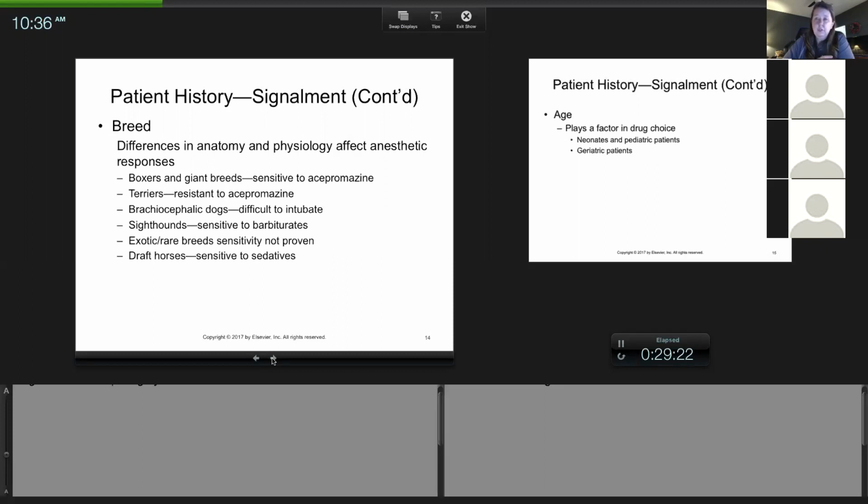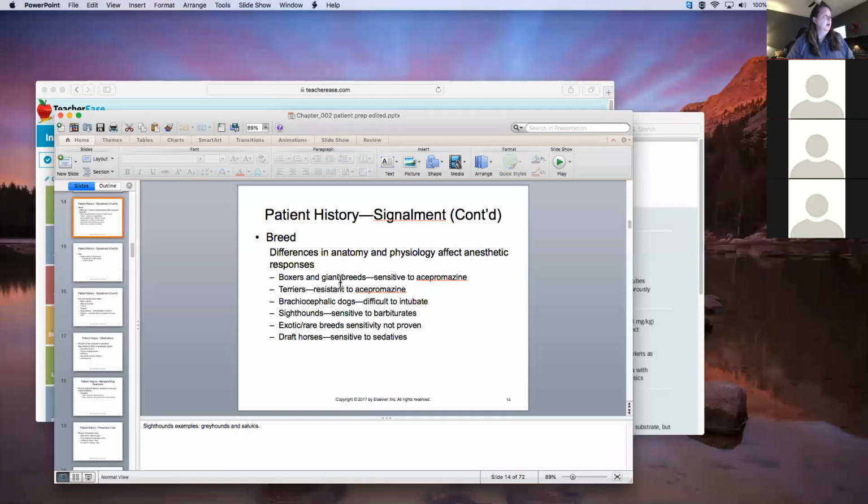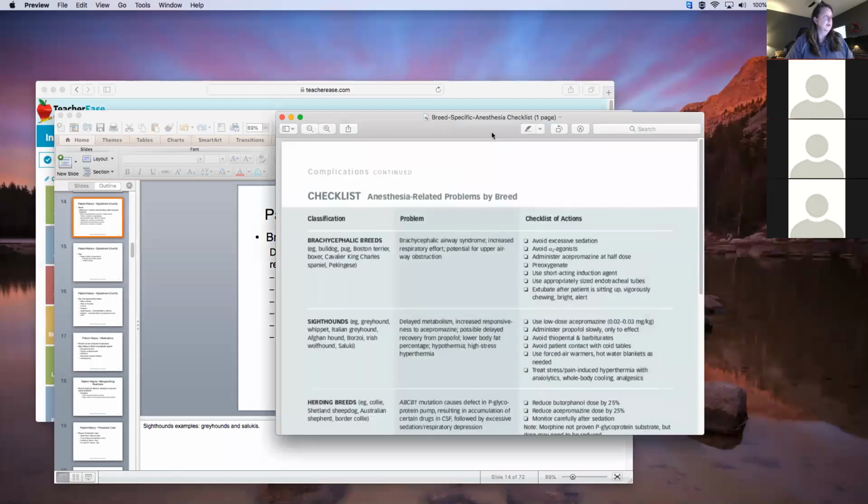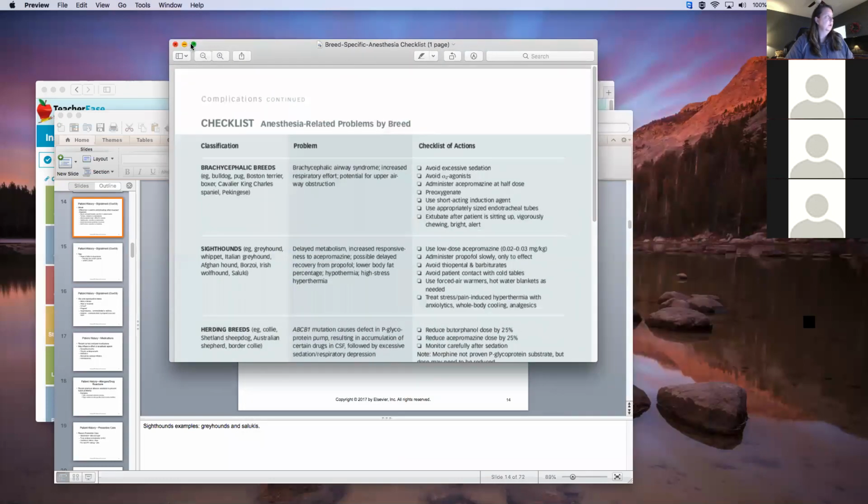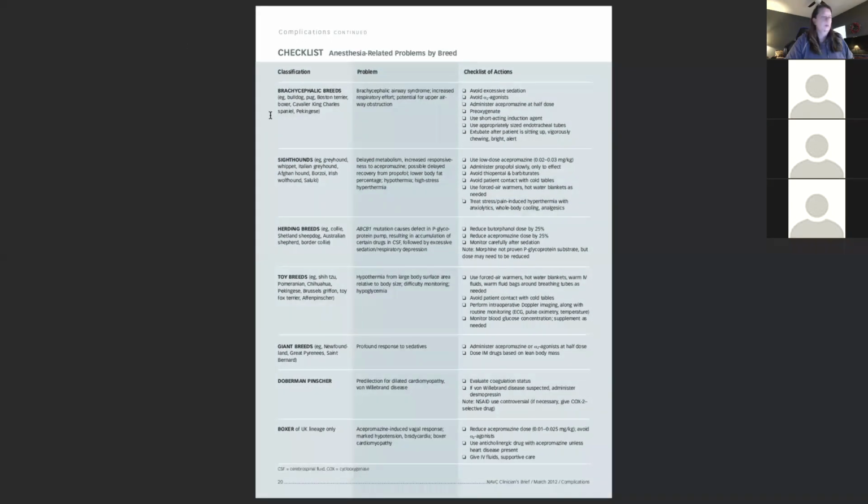Now, for this section, I do want to talk about this a minute. Let me pull up what I sent you guys. Hopefully, can you guys see this chart? Okay, you can see it. Okay, good. I sent this to you.